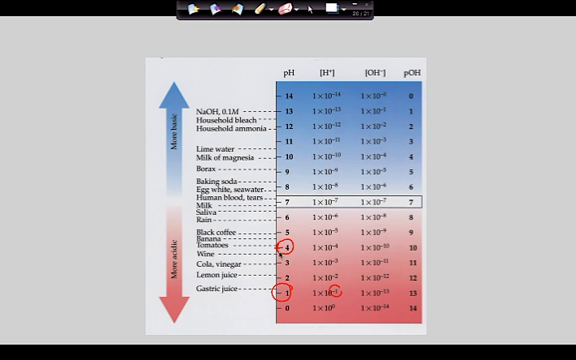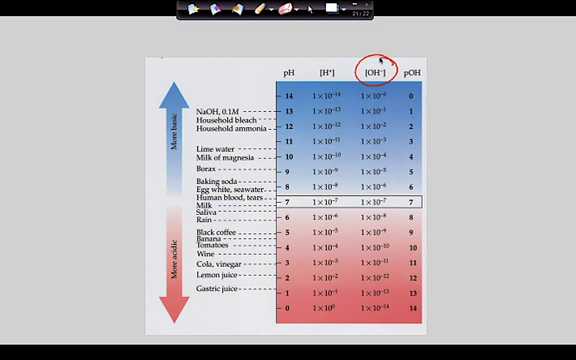What if we go up here to, let's say, tomato juice? Tomato juice has a pH of 4. So what's the hydrogen ion concentration? 1 times 10 to the negative fourth. Then your spit is about pH 6, which means it's got a hydrogen ion concentration of 1 times 10 to the negative sixth.